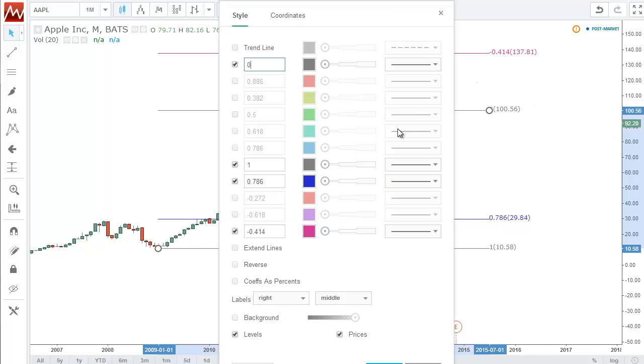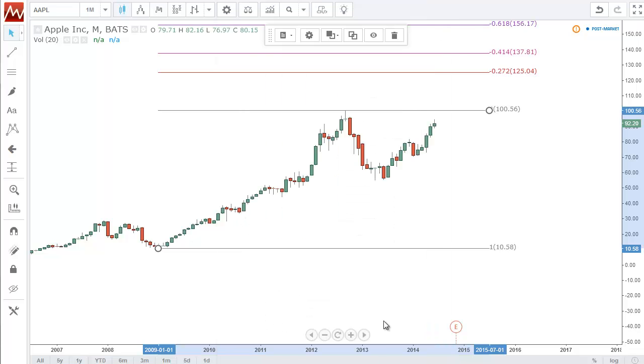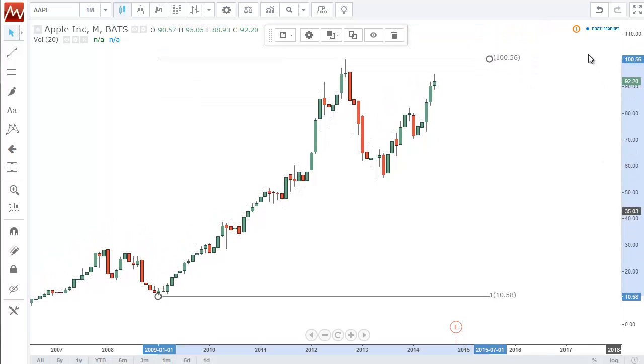Oh, that's not the one I wanted. I wanted the 127, I'm sorry. 127 is around 125, and then possibly up to 1.618, which is 156. Keep an eye out here.